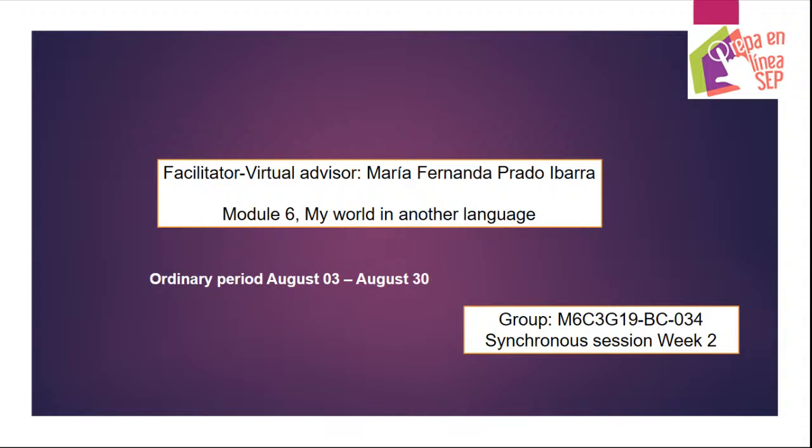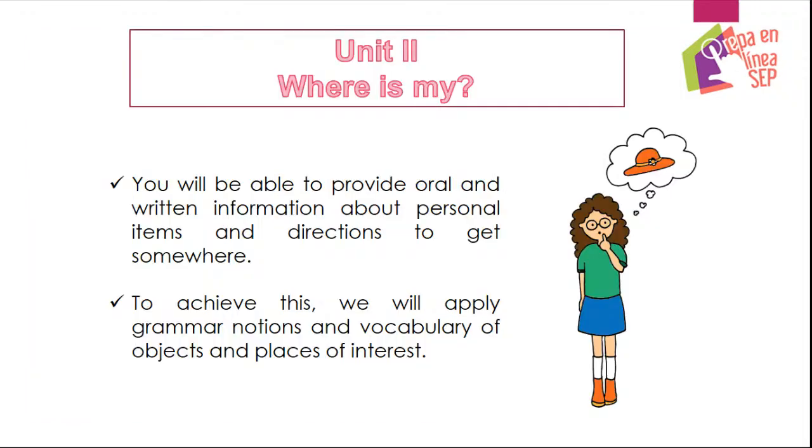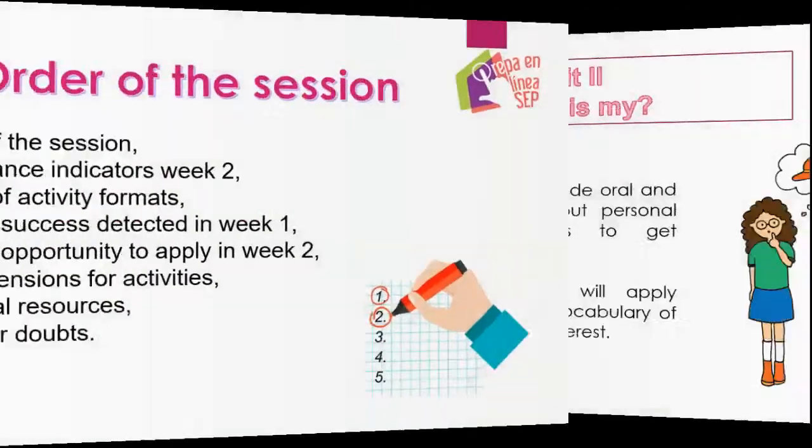So as you know, our ordinary period is from August 3 to August 30, and this is the second synchronous session of this second week of Unit 2. In this second week, we're going to check out Unit 2, Where Is My? Like I said at the beginning of the session, we will be able to provide oral and written information about personal items and directions to get to somewhere. To achieve this, we will apply grammatical notions and vocabulary of objects and places of interest.